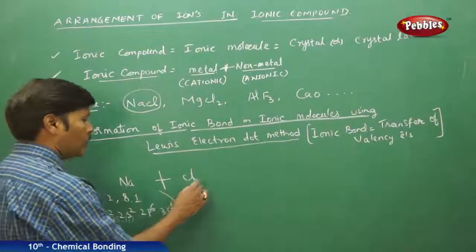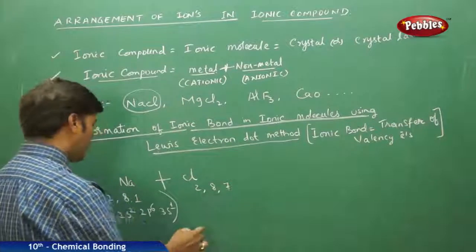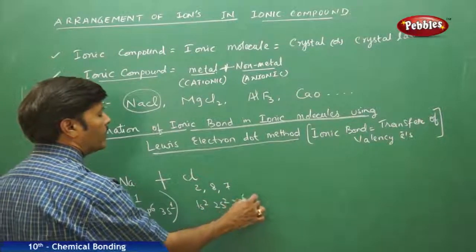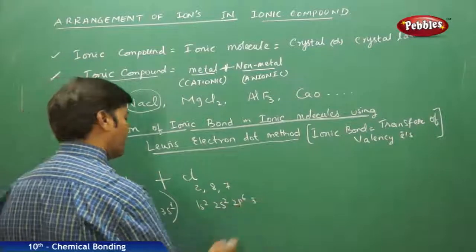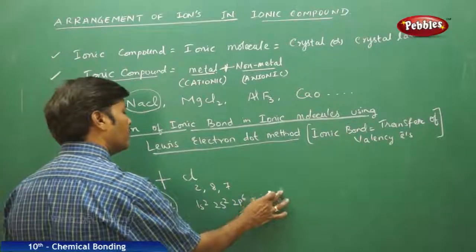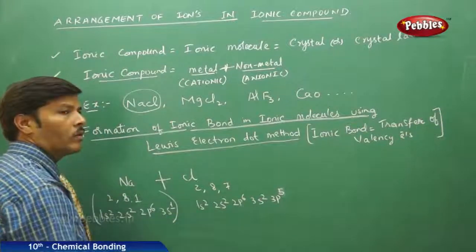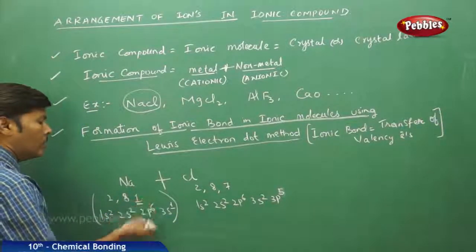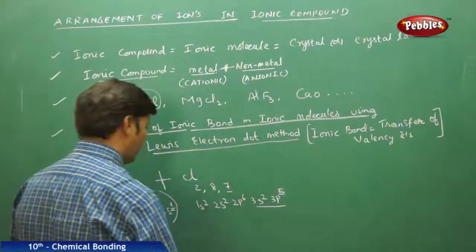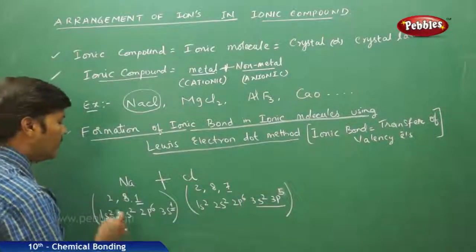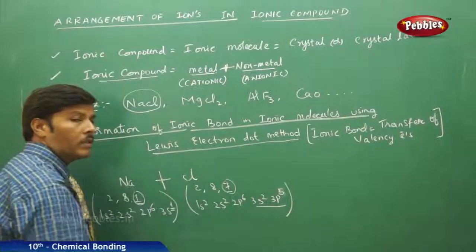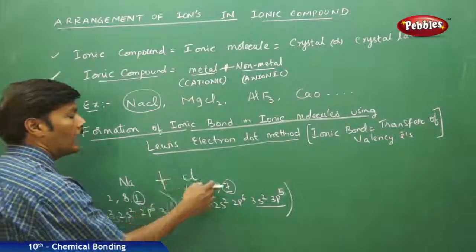Go for chlorine, that is 2 8 7 is the electronic arrangement. Configuration 1s2 2s2 2p6 3s2 3p5. Total number of electrons are 17 electrons, and here in sodium the number of valence electrons is 1, in chlorine the number of valence electrons is 7. What you are noticing here is, in sodium we have only one valence electron, but in chlorine we have 7 valence electrons, and moreover sodium is a metal and chlorine is a non-metal.